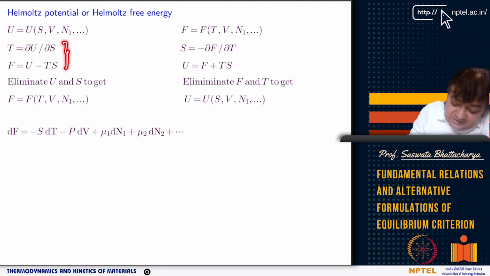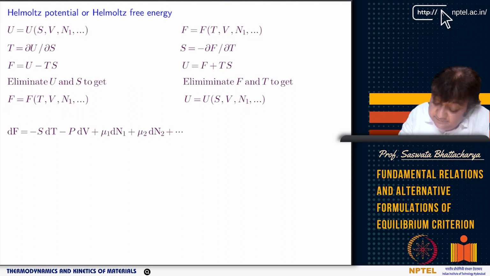So, you have these two relations. You eliminate U and S from these two relations to get F as a function of T, V, N1. We are not changing anything in V, N1. The only thing that we have done is T equals del U del S and F equals U minus TS, which is the intercept. I am writing now in terms of intercept and slope. So, F is a function of T, V, N1.